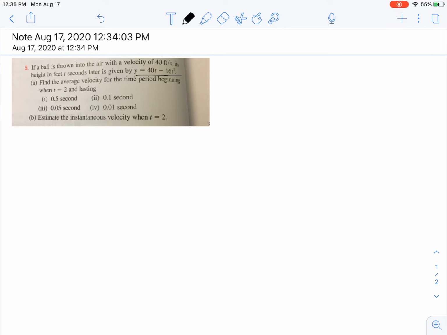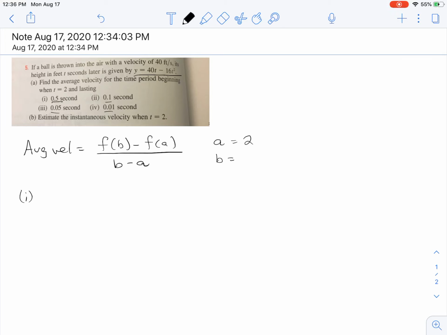So remember, the way we do average velocity, we do f of b minus f of a over b minus a. Now for all of these, we're going to use a is 2, and b is going to be different values given by these. So for part 1, where it says for a half second, we're looking at this one. A is 2 and b is 2.5.